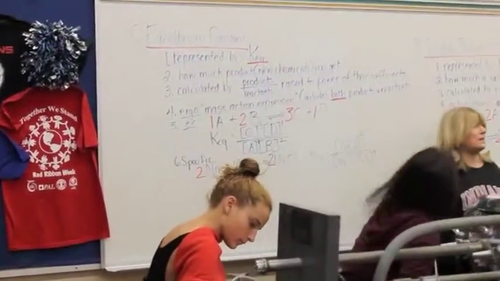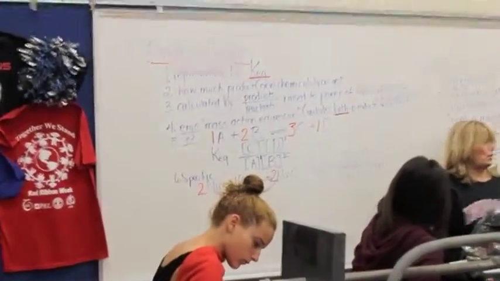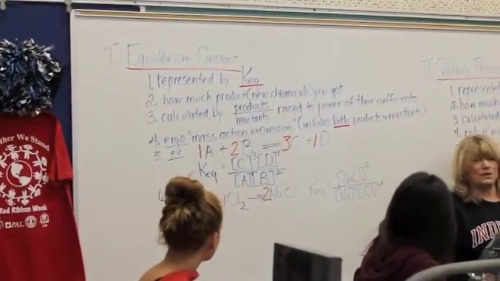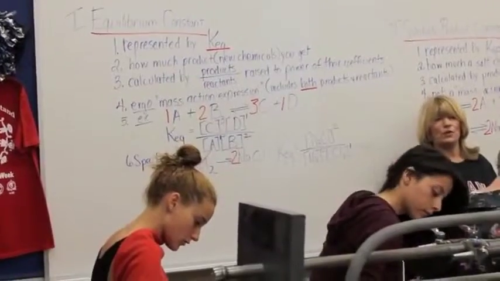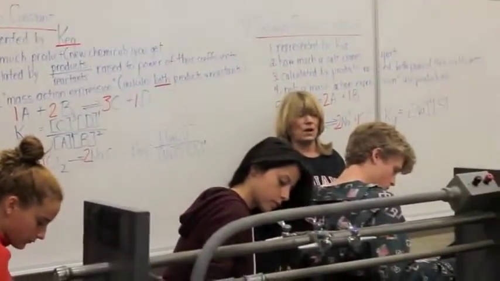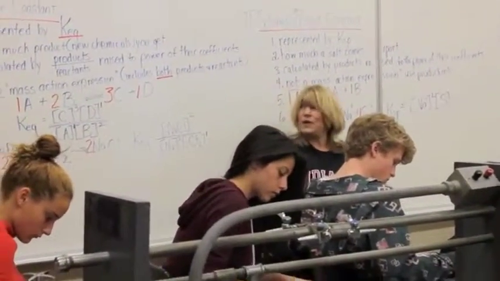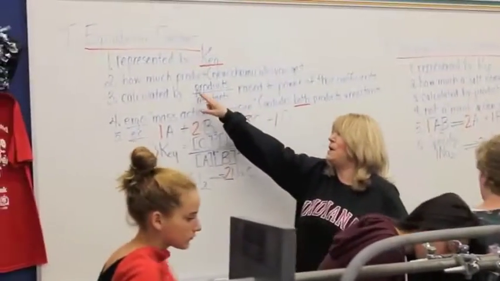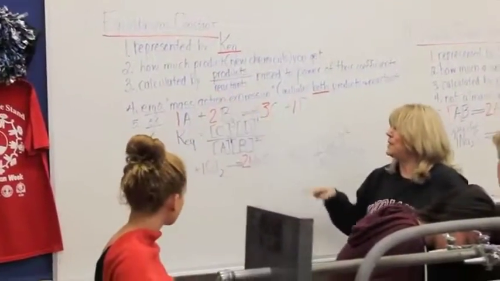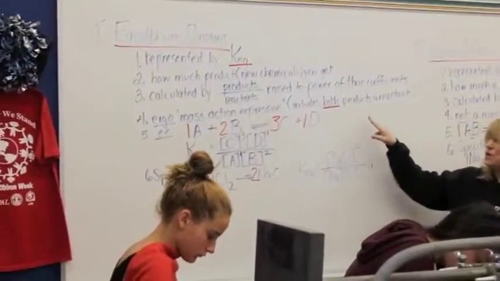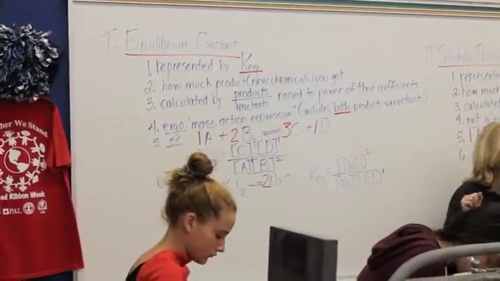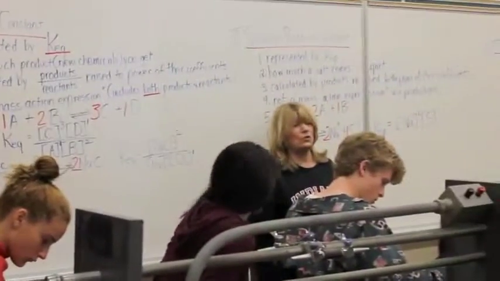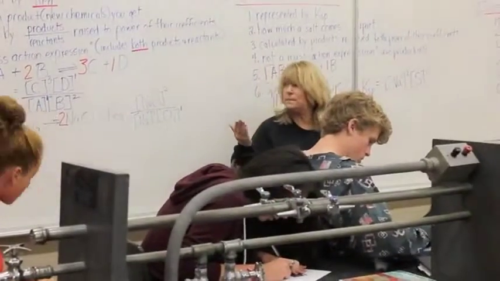Literally, it's the product of the products raised to the power of their coefficients, divided by the product of the reactants raised to the power of their coefficients, as molar concentrations. If you can't remember who goes on top and bottom, this is alphabetical order, P over R. This is called a mass action expression because it includes both product and reactant.